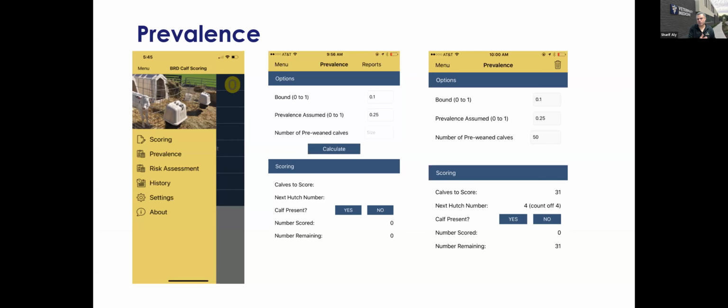It tells you already the next calf to score is in hutch number 4, four hutches away. So you leave your hutch and you count 1, 2, 3, 4, and score that calf also. And sometimes if the calf is dead, the hutch is of course empty, then you just click calf is not present, and it will get you a new number.